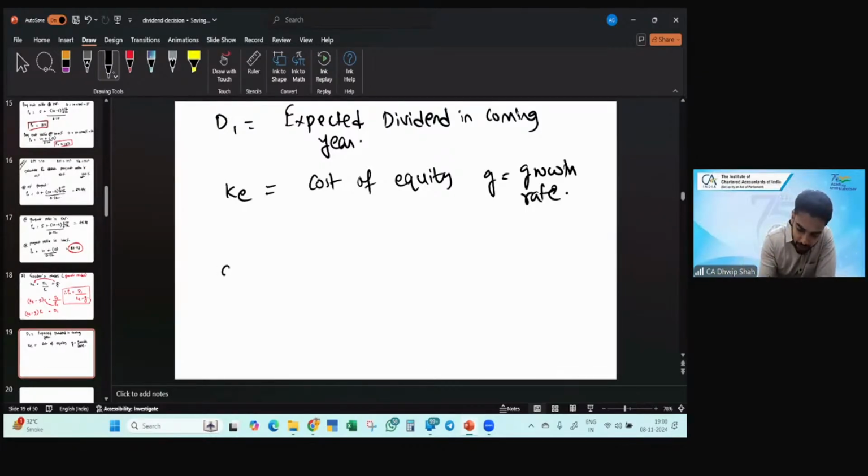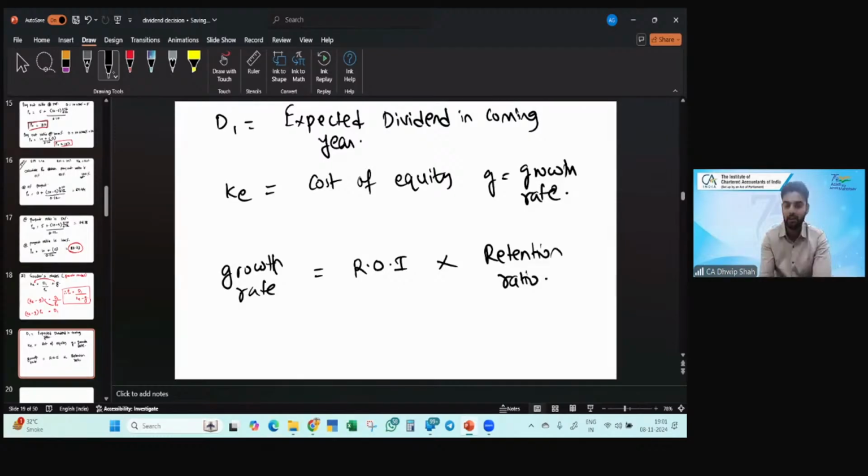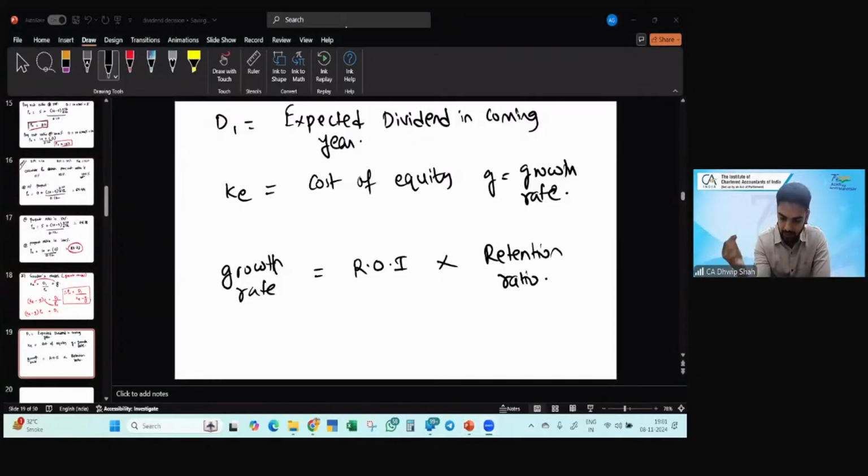How did you calculate the growth rate in the cost of capital chapter? You would have learned one formula. The formula was ROI multiplied by retention ratio. Hope you recollect this formula. You have learned this in the chapter of cost of capital. How was growth rate being calculated? It was nothing but ROI into retention ratio. If you are not able to recollect, you need to revise that chapter again. So growth rate is nothing but ROI into retention ratio.